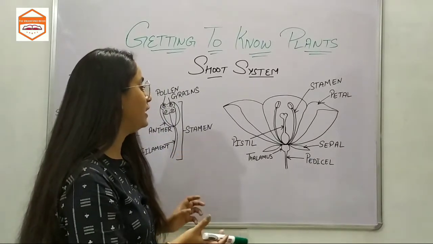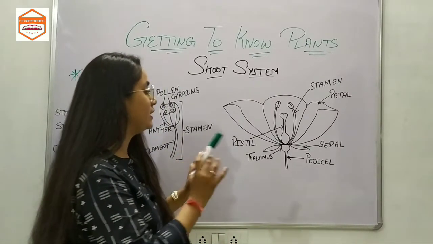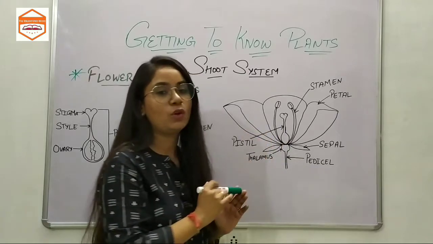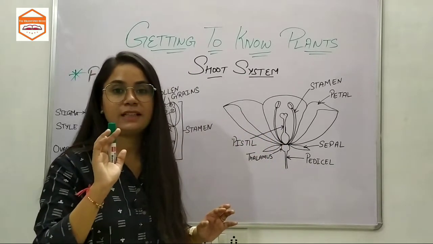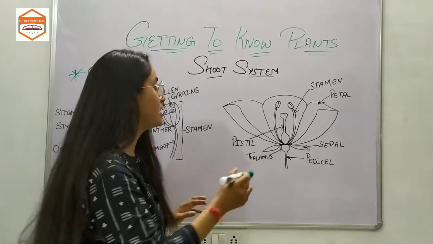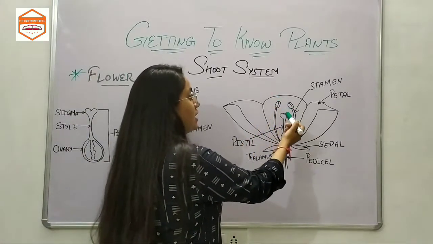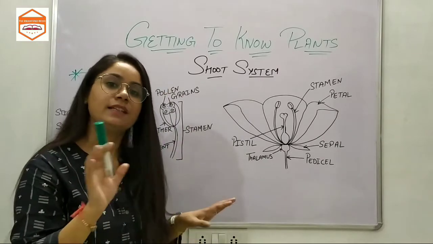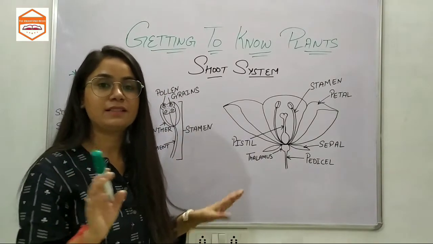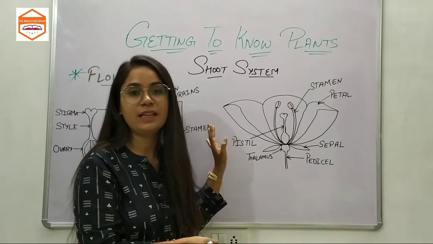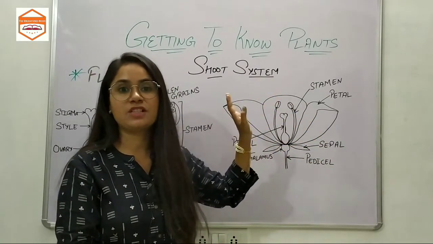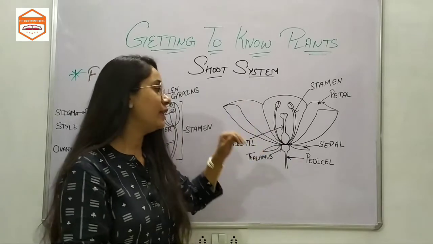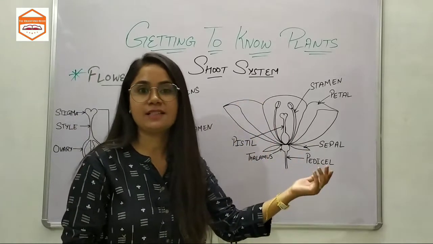Now in this ovary we get ovules. But first of all, let me tell you about pollination. What is pollination? The transfer of pollen grains to the stigma is pollination. Pollen grains fall on the stigma, and the process of pollination is done. Now then comes the process of fertilization.